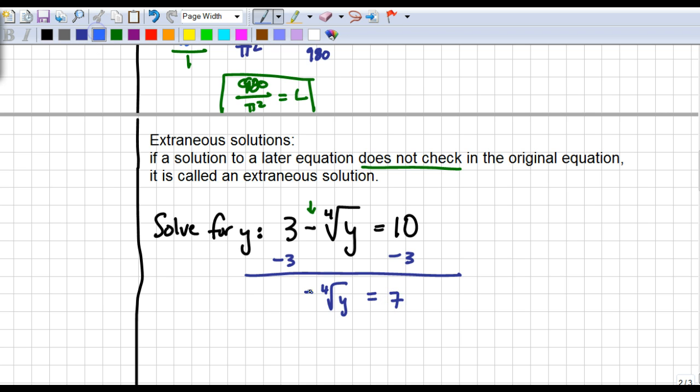Now to get rid of this negative, we would multiply everything through by a negative number, or a negative 1. You could also divide both sides by a negative 1. Either way it'll still work. If we do that, the 4th root becomes positive and the 7 becomes negative.